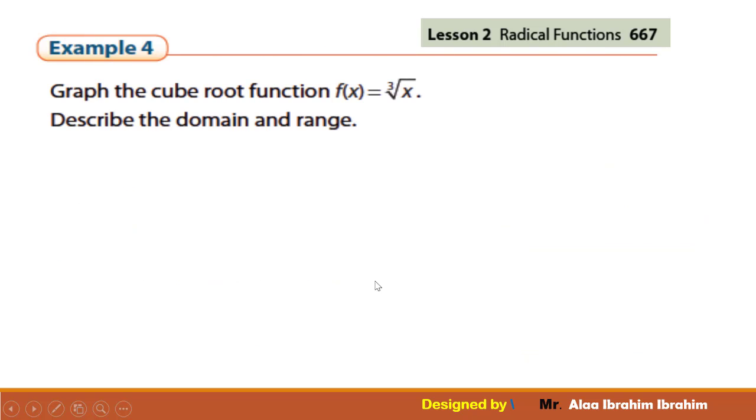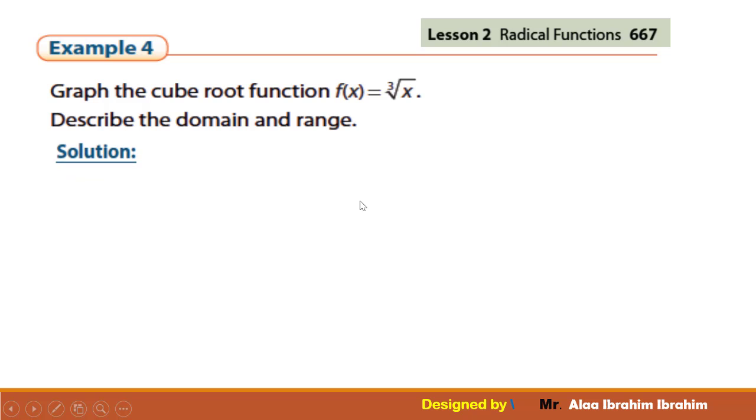Now we're going to page 667. I deal with the cubic root. A cubic root takes anything, positive or negative. But try again to be smart and take any number that has a cubic root. So we have special numbers. I gave them to you before, you have to remember. Okay? So I have to describe the domain and range, meaning find the domain and range.